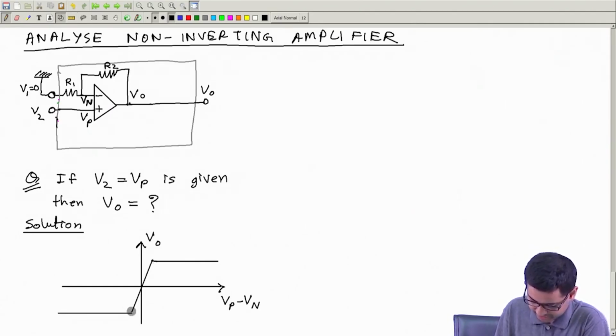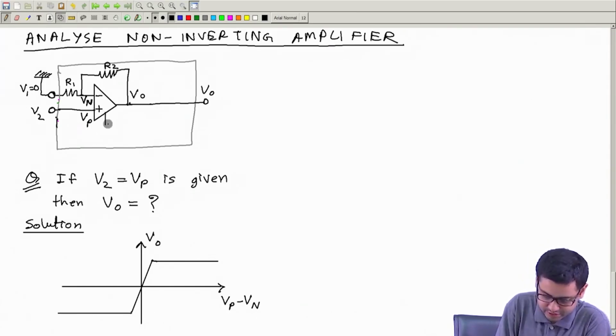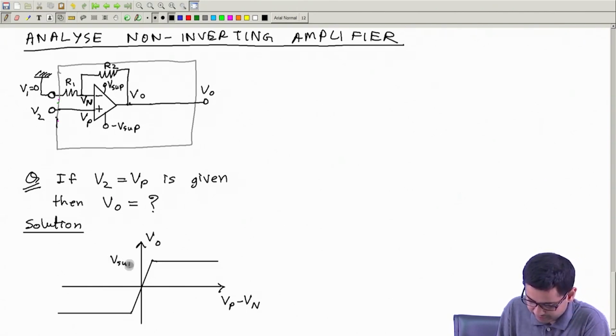This part may or may not be a straight line. Okay, and this value is, if it has power supplies like V supply and minus V supply, then this point is V supply, this point is minus V supply. So this is the input output relationship. So if I know Vp, if I know Vn, then I can find the value of Vo, right? If I know Vp and Vn, then I can find Vo. Now Vp is given. Do I know the value of Vn?